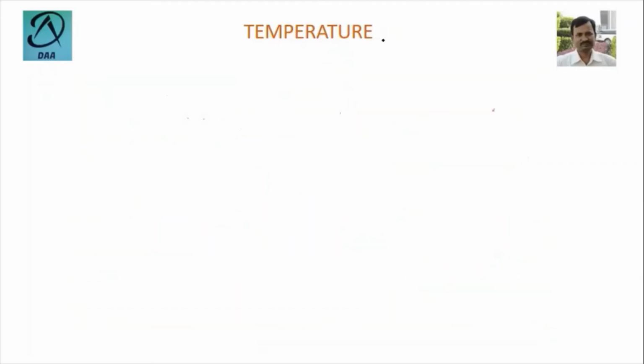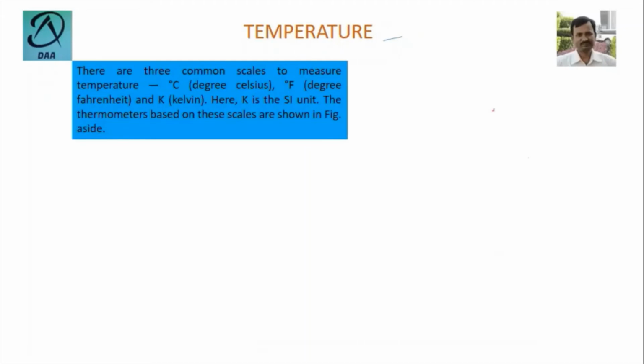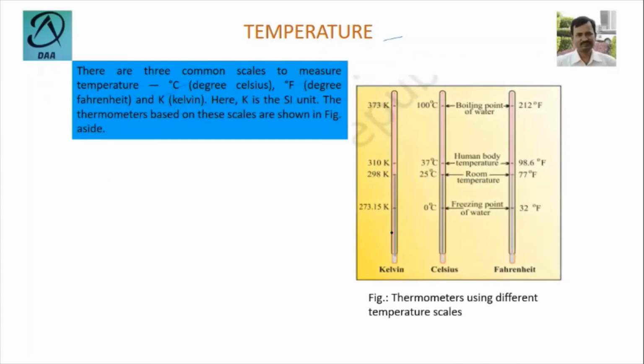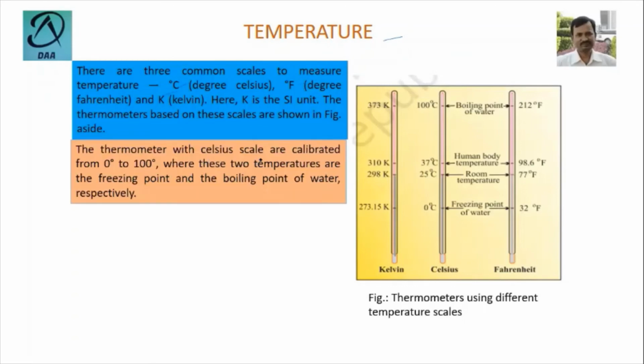Now we'll go to temperature. Temperature has different units: centigrade, Fahrenheit, and Kelvin. Kelvin is the SI unit, as we discussed in the previous class. You can see different scales here, so you can compare Kelvin, Celsius, and Fahrenheit. A thermometer with the Celsius scale is calibrated from 0 degree to 100 degree. So 0 degree denotes the freezing point, and 100 degree denotes the boiling point of water.